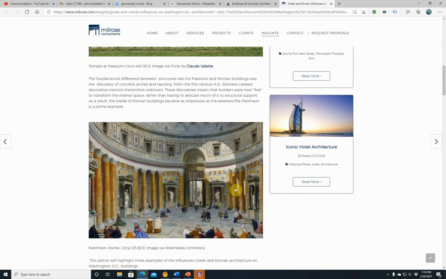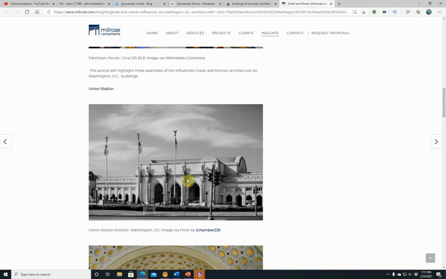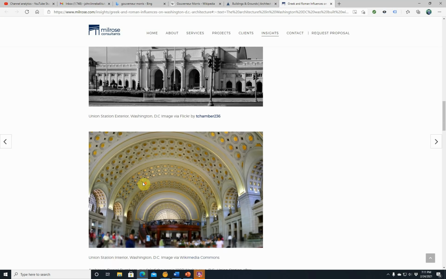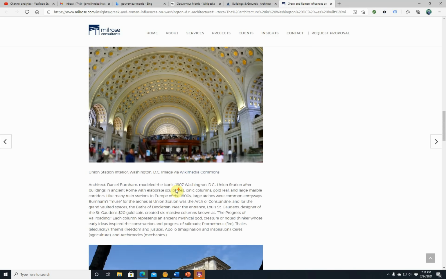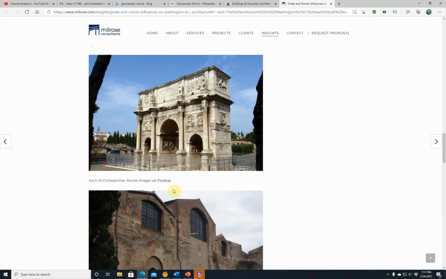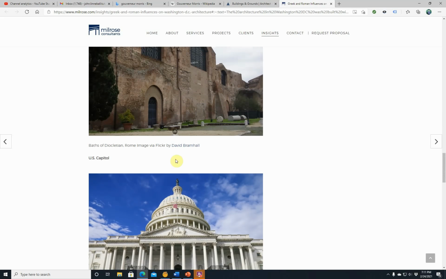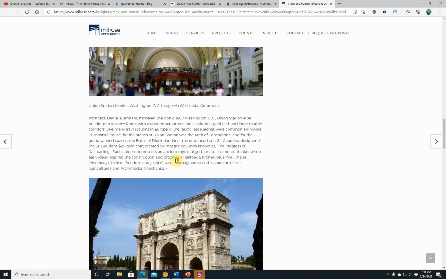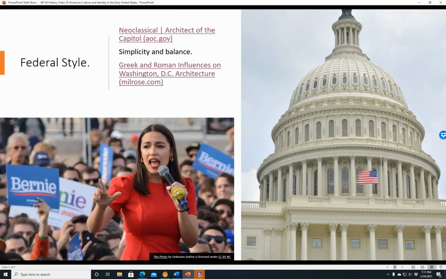And you can see, okay, the Pantheon at Rome, so that looks fairly similar to things under rotundas like you see in Congress. Union Station, okay, so we've got Washington, D.C.'s train station, and it's got the columns and things like that, and Union Station interior, so you can see the curved roofs, kind of domes, rotundas, things like that. Okay, the Arch of Constantine from Rome, Baths of Diocletian, U.S. Capitol. So you can see similarities between things that were built in ancient Rome and ancient Greece and the architecture in Washington, D.C., the federal style.